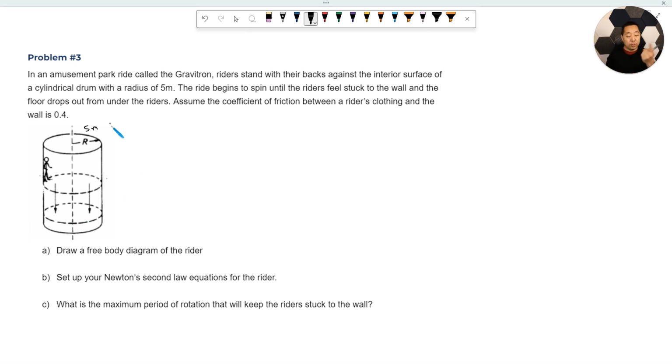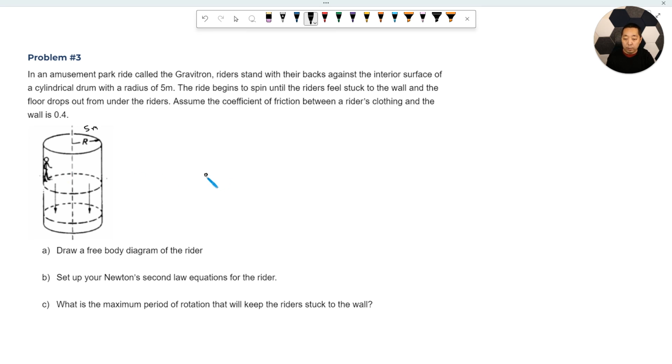So I don't know if you've ever been on this ride. You spin super fast, and you're stuck against the wall. And when the floor drops out, you're still stuck to the wall there. Assume the coefficient of friction between the rider's clothing and the wall is 0.4. Now draw a free body diagram of the rider.